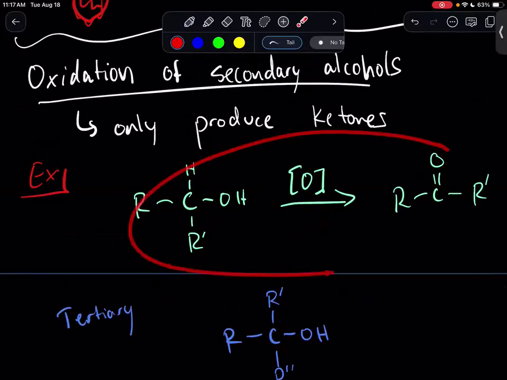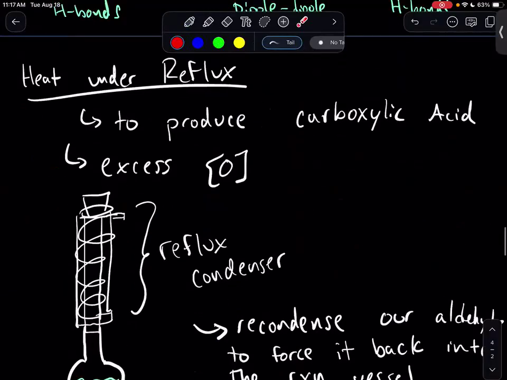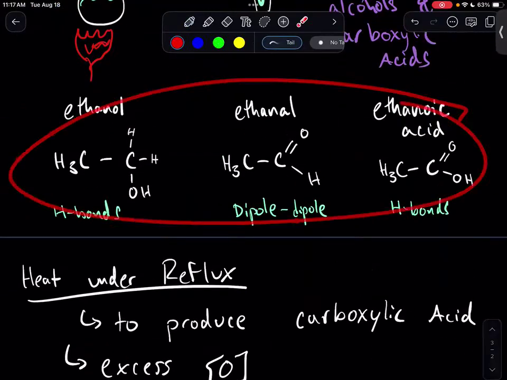So our secondary alcohols go to ketone. Our primary alcohols go all the way to carboxylic acids.